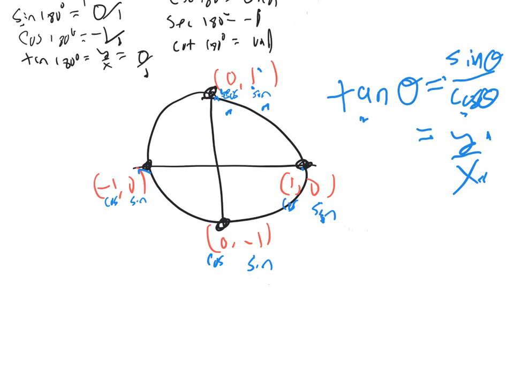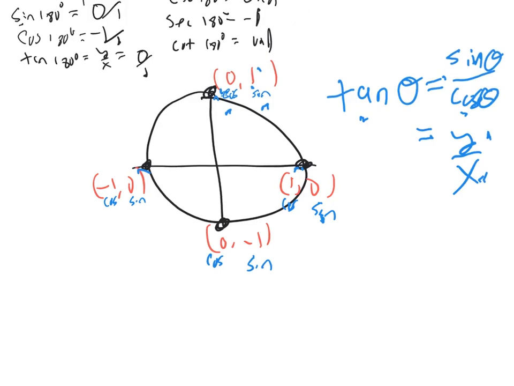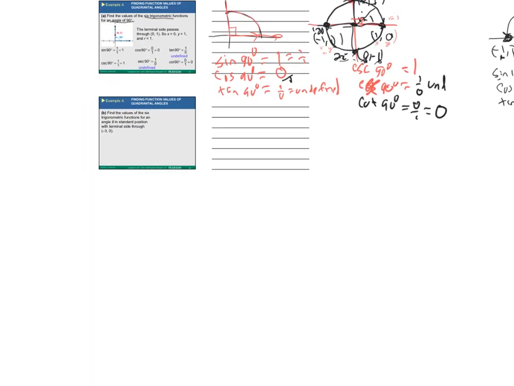How may I trick you? I want the tangent of 360 degrees. Where's 360? The same place as 0. So I tricked you. Okay? Questions on this difficult topic?